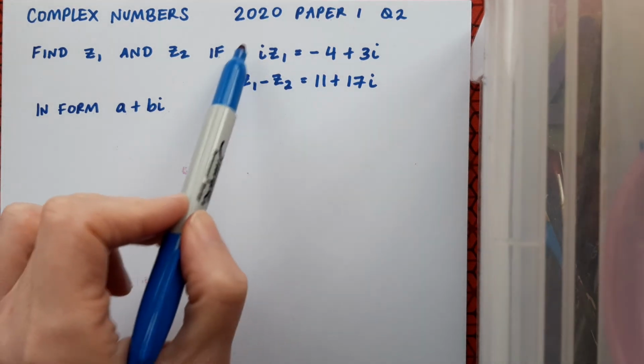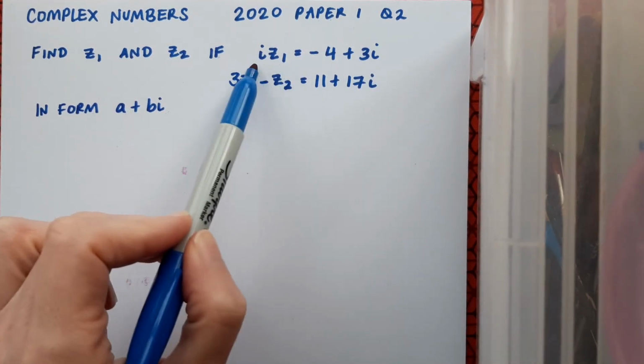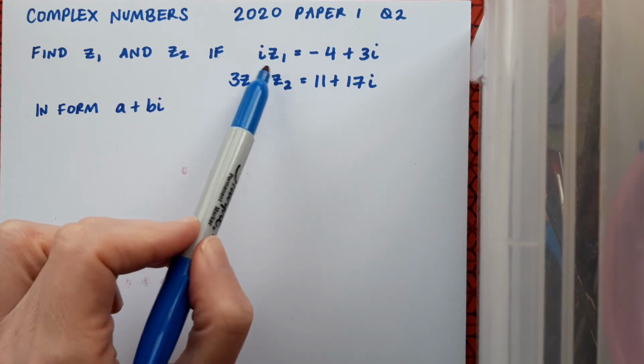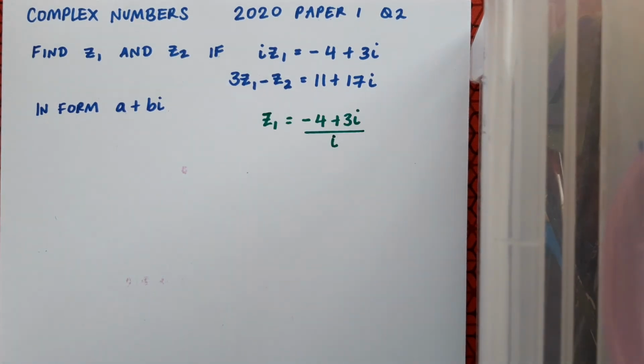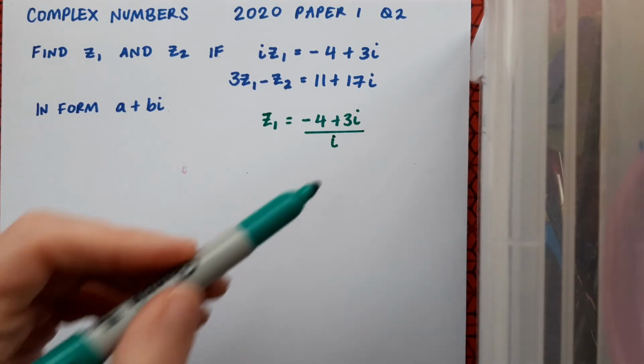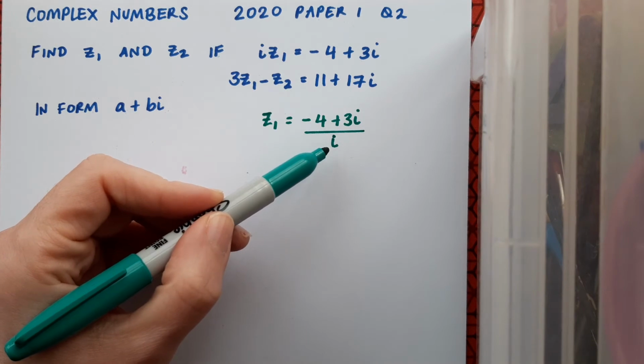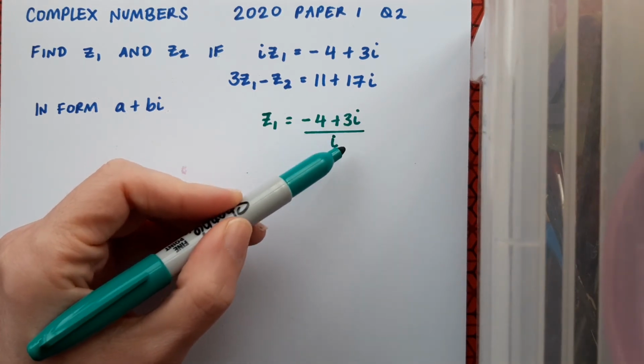So to do that, I'm looking at the first equation, and you can see that I've got iz1. So I can get z1 by itself by just taking the i across and dividing it into the right-hand side. And now we can sort this out using complex division. So don't forget, for complex division, what I need to do is look at the denominator, find its conjugate, and then multiply top and bottom by the conjugate.